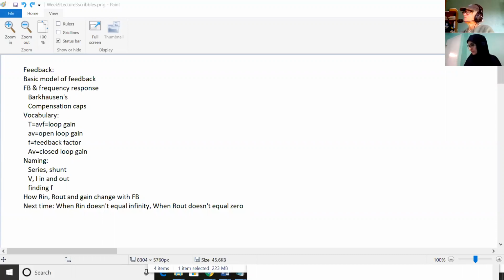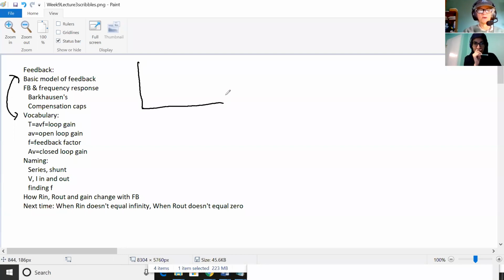And now we're going to look at feedback. I'm trying to figure out whether to skip Barkhausens. We talked about it at the end, but let's just look at feedback in general. We'll come back to Barkhausens in a second. So feedback in general.